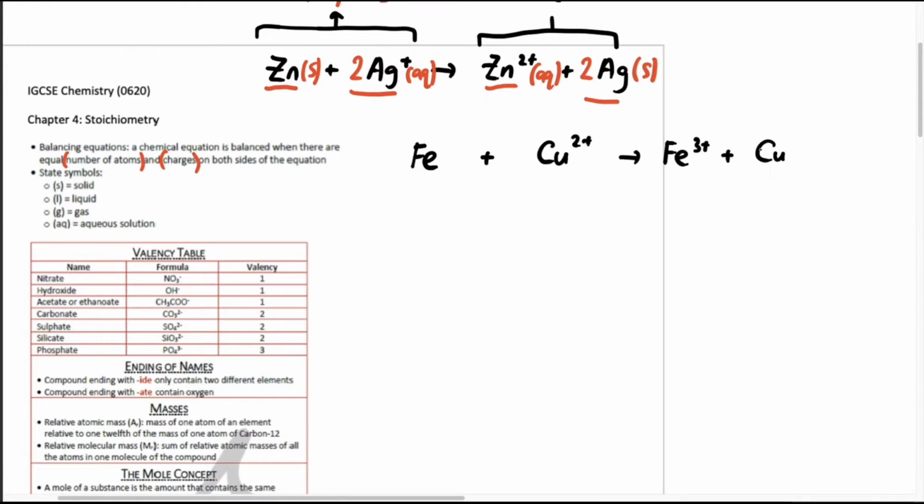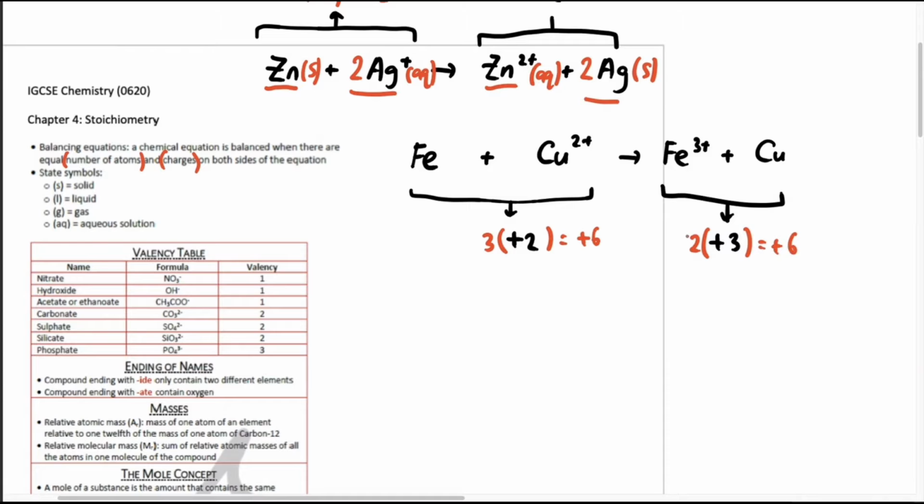But the atoms seem to be balanced, but the charge is not. If you look at the left-hand side, we have positive 2 on the left. But on the right-hand side, we have positive 3 on the right. So it is not balanced yet. We need to make it balanced. So we multiply 3 for this in order to get positive 6. We multiply 2 for this in order to get positive 6 so that it is balanced.